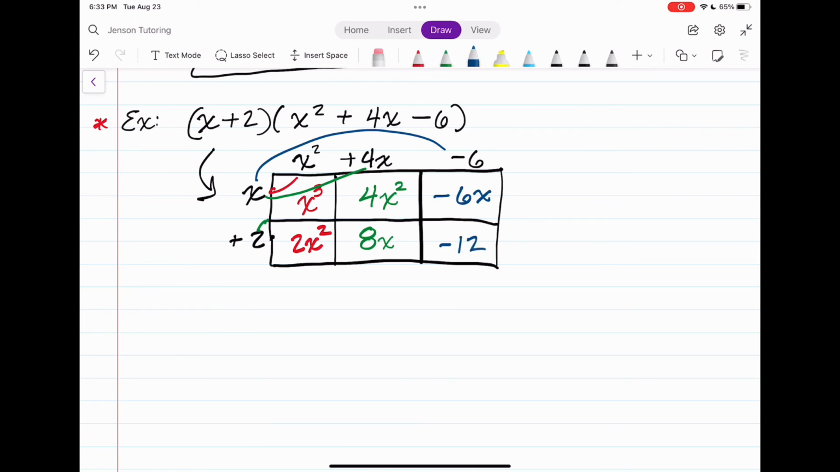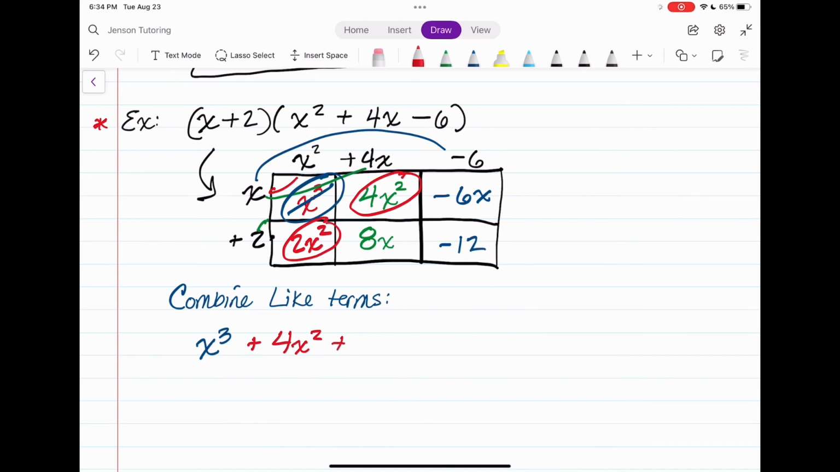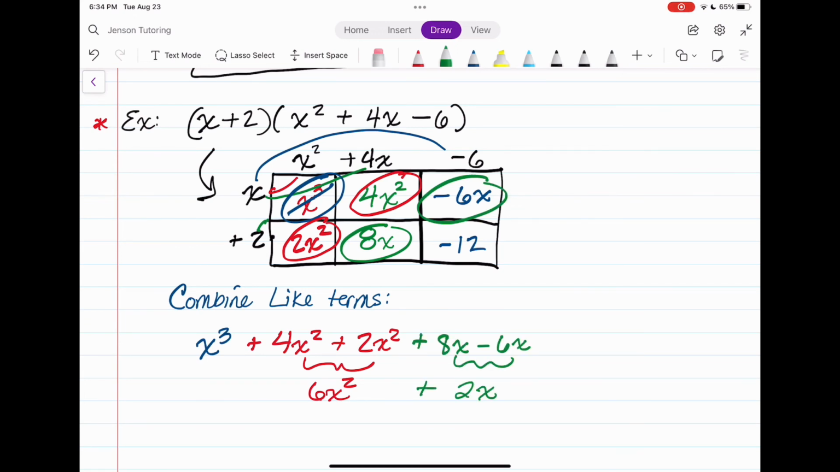And now I do what I always do, and I just combine my like terms. So I'm going to start with my x cubed, because that's the largest exponent. And then I have 2 terms that have x squared in them. So I'm going to combine those. And I'm going to get 6x squared. Then I have 2 terms with just an x. So 8 minus 6 is 2, so 2x. And then minus 12.